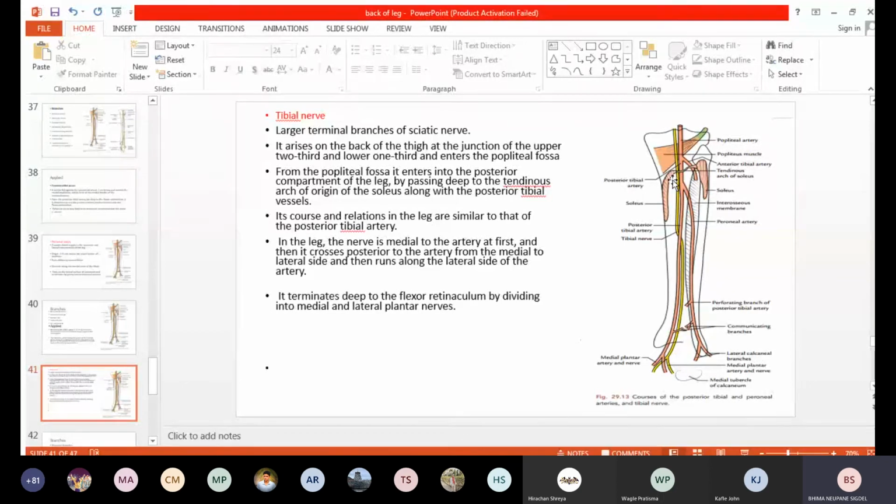Here you can see in the upper part of the leg, the nerve lies medial to the artery, and almost towards the middle part of the leg, you can see it is going posteriorly. It is crossing the artery from behind and going more laterally. Then it passes just posterior to the medial malleolus of the ankle joint, and terminates deep to the flexor retinaculum by dividing into the medial plantar nerve and the lateral plantar nerve, like the artery divides into the medial and lateral plantar arteries.